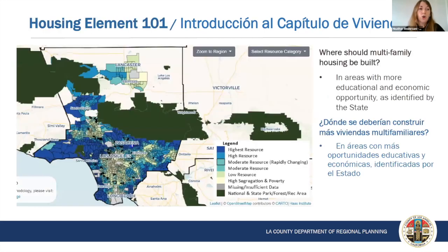So to go towards that goal and to encourage diverse mixed income neighborhoods, sites located in areas with more resources and opportunities in terms of educational attainment, employment, and economic mobility, as identified by the state, were prioritized for additional housing opportunities. Specifically, sites in the highest or high resource areas, as shown on the state opportunity map, were prioritized for the draft rezoning program.